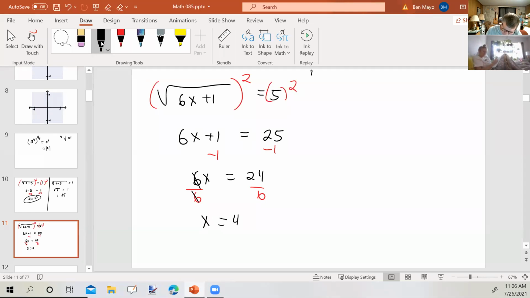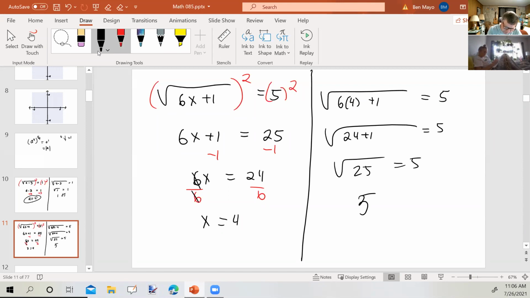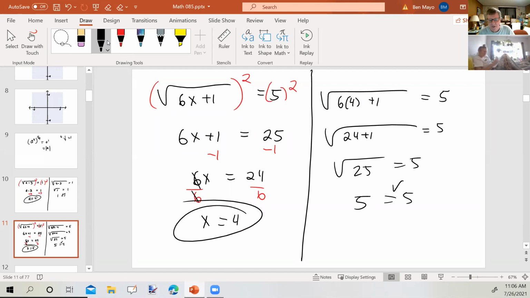X equals 4. Let's check our work. So we have the square root of the quantity 6 times 4 plus 1 equals 5. 6 times 4 is 24. 24 plus 1 is 25. The square root of 25 is 5. 5 equals 5. Checks. So the answer is x equals 4.